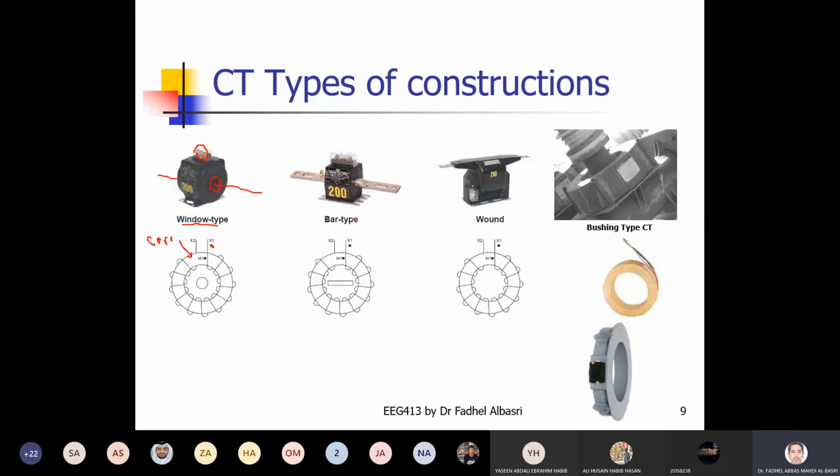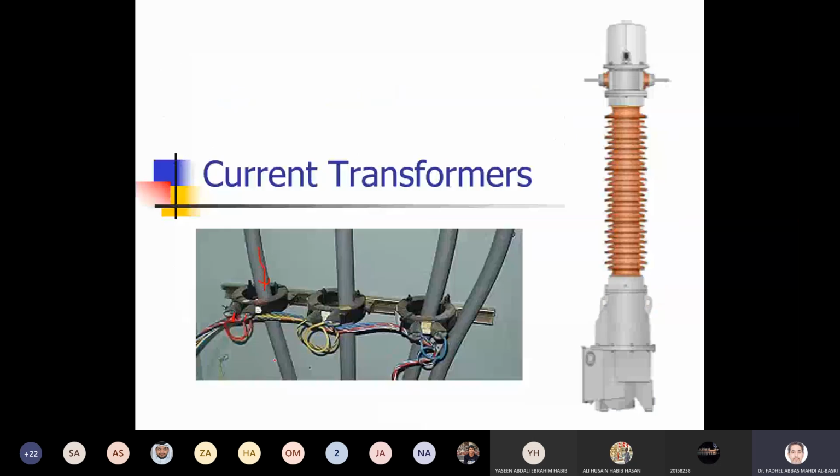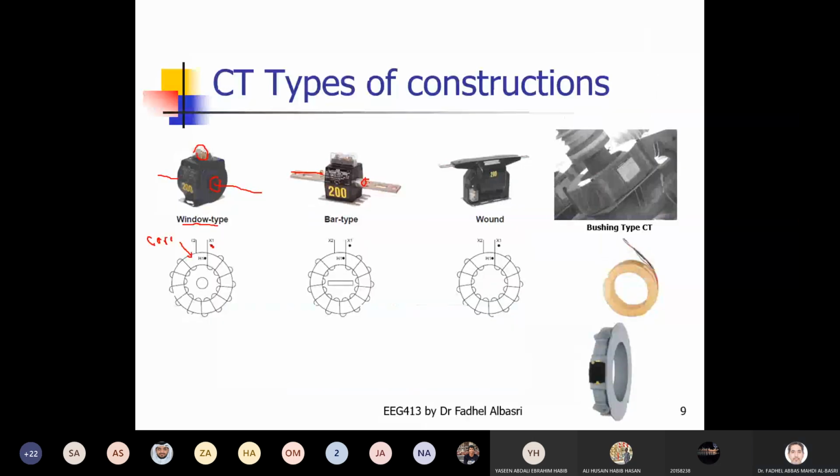A bar type is like the primary has a bar, which is like this bar. This is the bar, which is already connected. Instead of passing the cable through the window, here you just connect the primary cable. The cable comes in, and with a nut and bolt you connect also the cable leaving here.